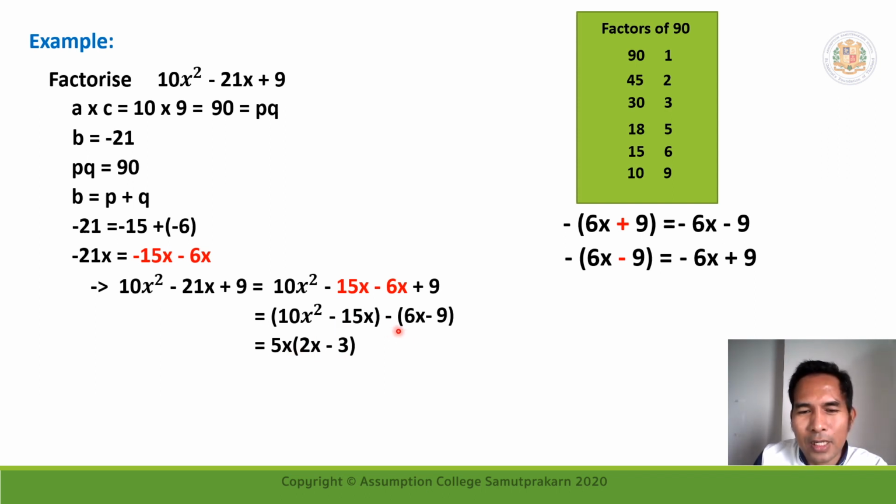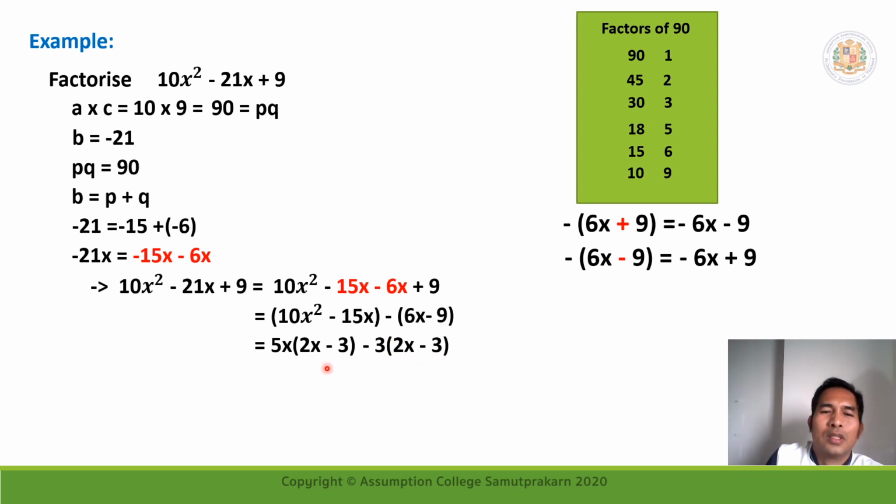Copy the minus sign. What is the common factor of 6x and 9? Okay, the common factor is 3. So 6 you can divide by 3, 9 you can divide by 3. So minus 3. So 6x divided by 3 is 2x. 9 divided by 3 is 3.